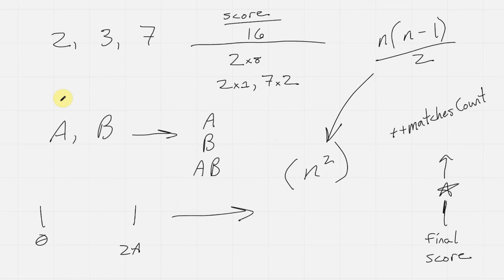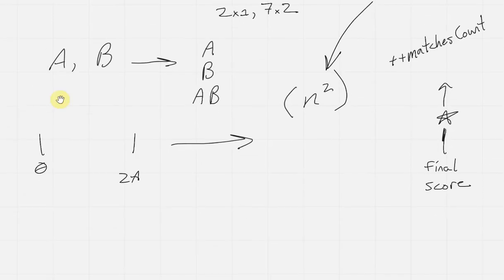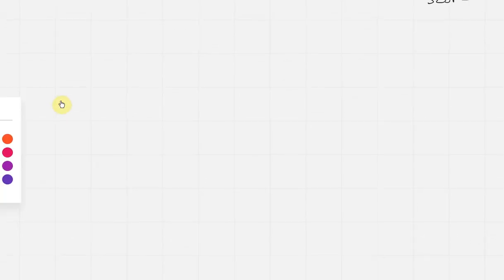So, how do we improve upon this? What we do is give a hash set for A scores.